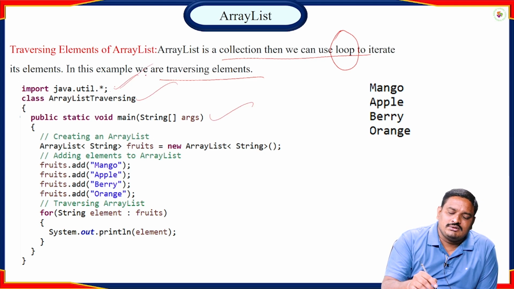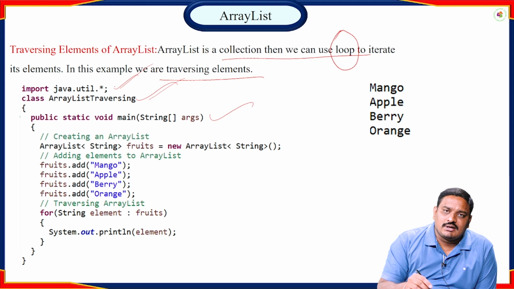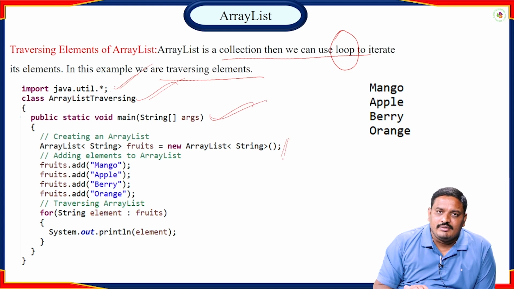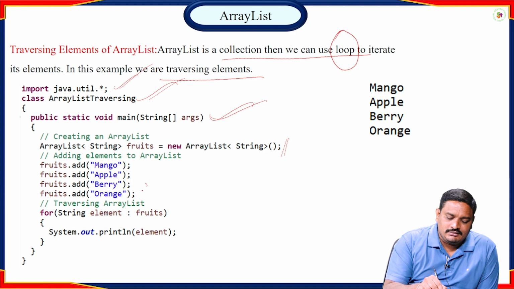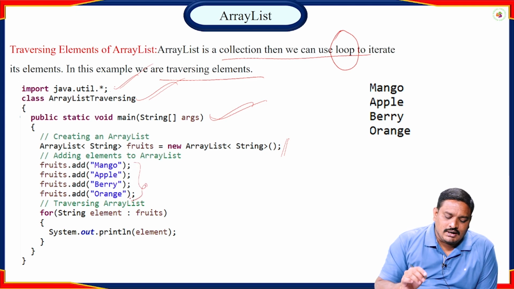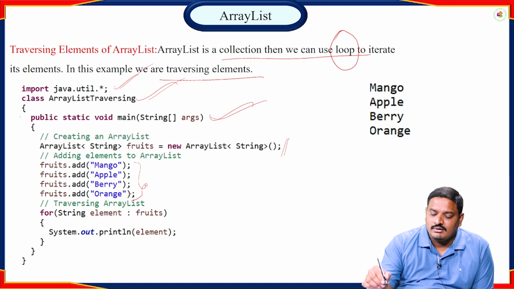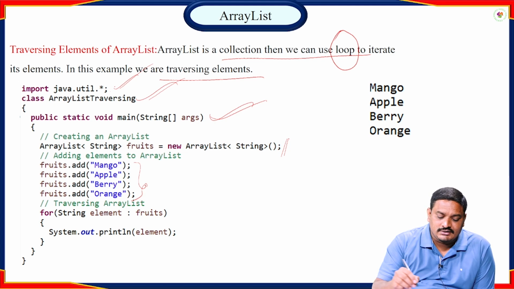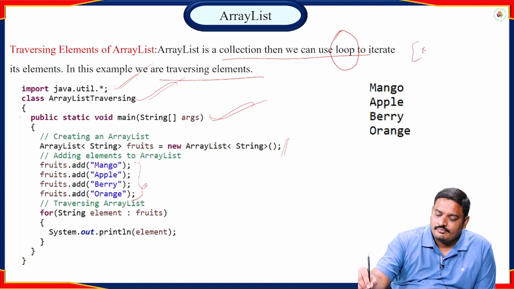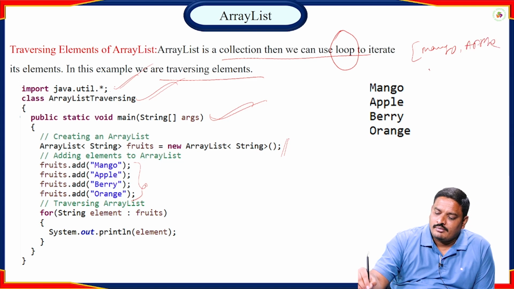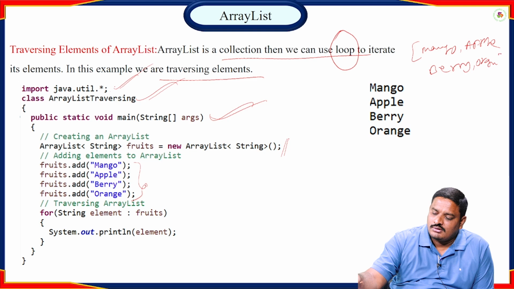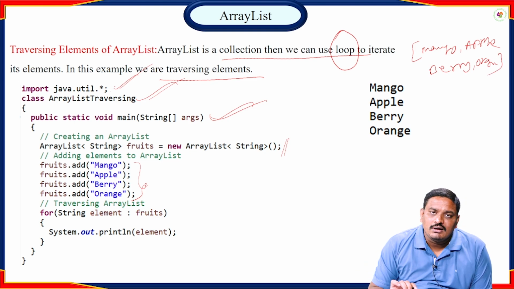First we are using the package. Second one is the class. Third one is the main method. After that we are creating one empty list. After that we are adding the elements to the particular array list. What are the elements? Mango, apple, berry, orange. These elements are present in the list.